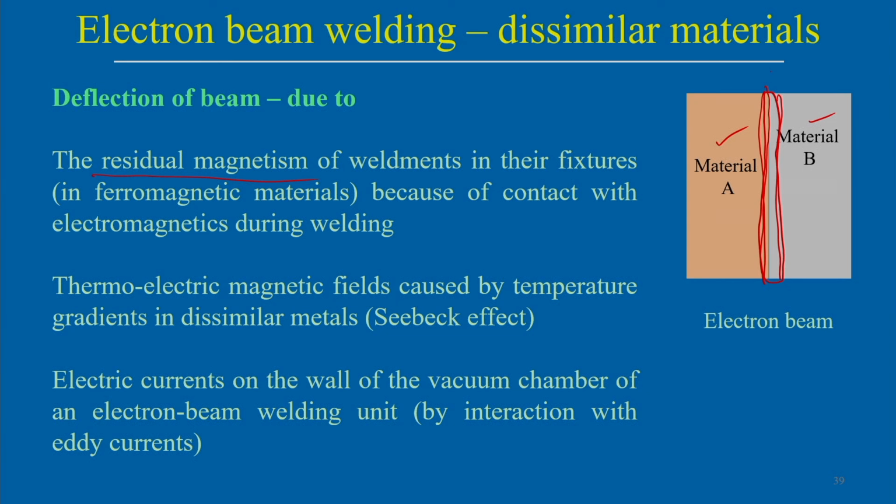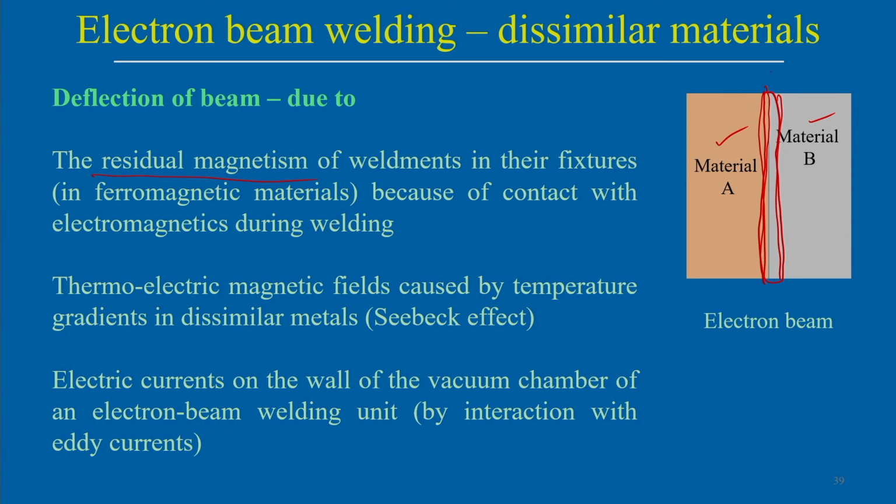So, let us see in what way we can explain why the beam actually deflects in one particular direction. A thermoelectric magnetic field is created, caused by the temperature gradient in the case of dissimilar materials. That is where we can look into the Seebeck effect. Because of the Seebeck effect, the beam may get deflected or influenced by the residual magnetism, and that may be caused by the temperature gradient between these two materials.